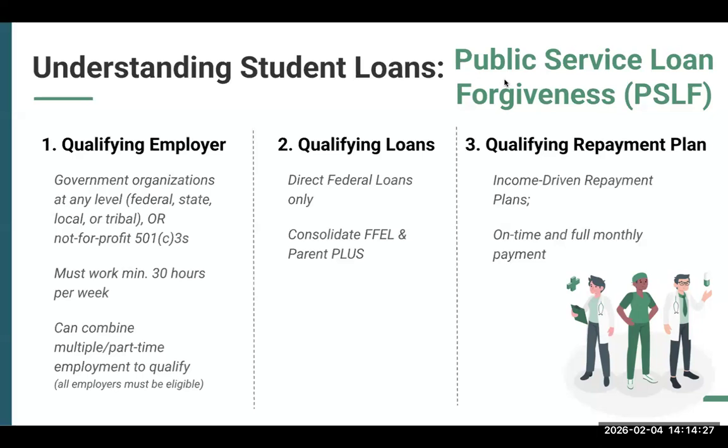And then you can combine multiple part-time jobs to qualify for this as well. So a lot of people will have two jobs, for example, maybe they're doing 20 hours a week at one job and then 10 at the other. However you split it up, as long as it adds up to 30, that is full time.